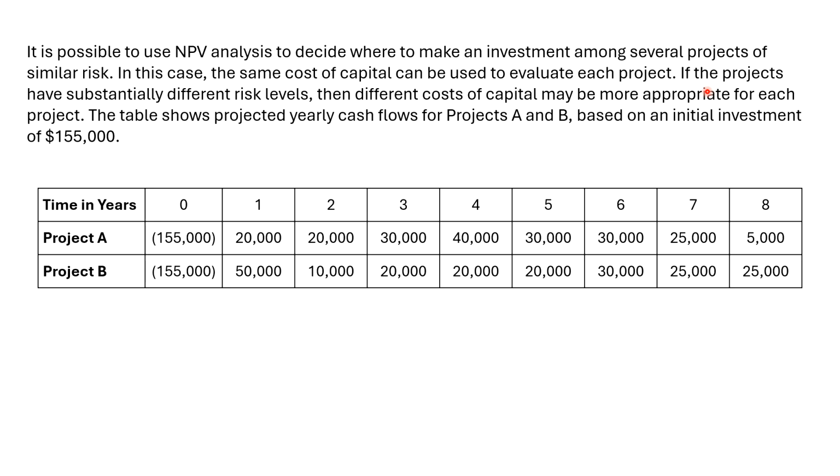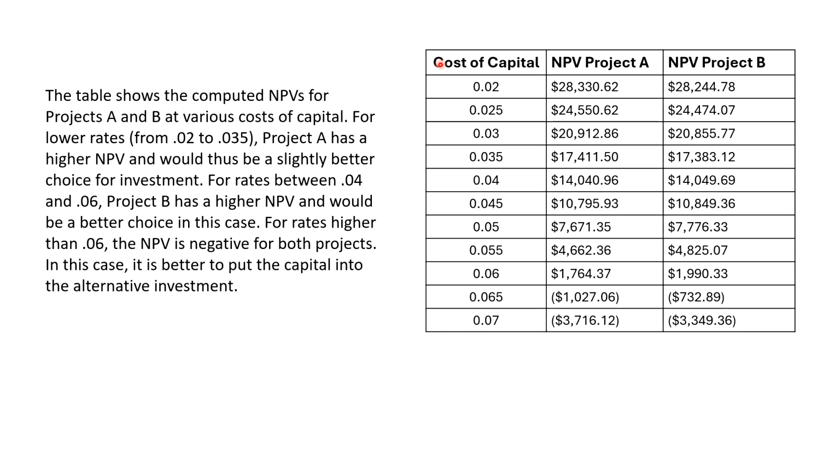Some company has, say, $155,000 to invest, and perhaps they've taken different proposals from their employees, and they've come up with these 2 projects, A and B, and also with estimates of net cash flows over 8 years, which are shown here. So what we want to do is do an NPV analysis, and I'll show you that on the next slide.